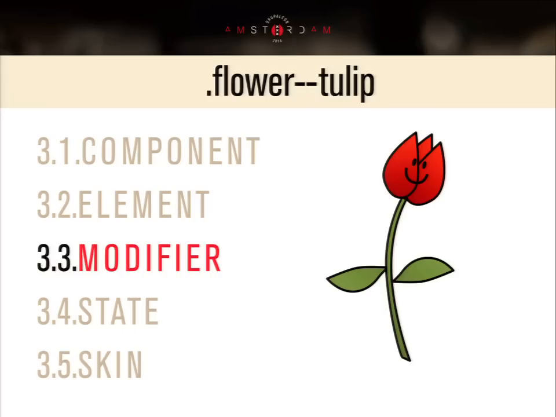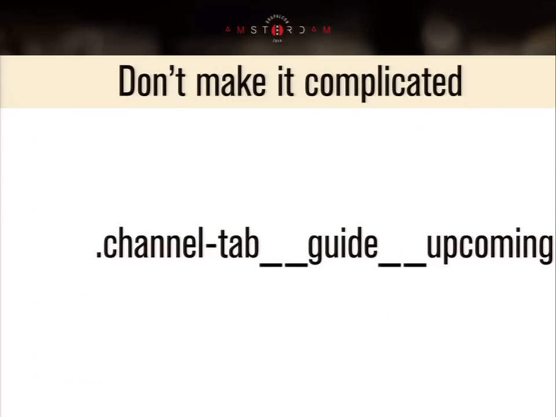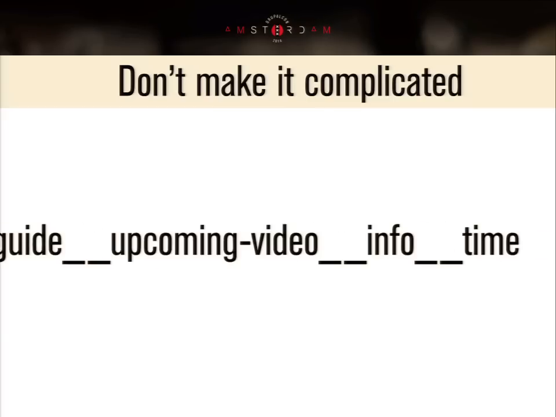And now, just given this naming convention, I see a lot of people take that and start running with it, and you really don't want to make this complicated. I was actually shown this example today. Channel dash tab underscore underscore guide underscore underscore upcoming dash video underscore underscore info underscore underscore time. Woo!